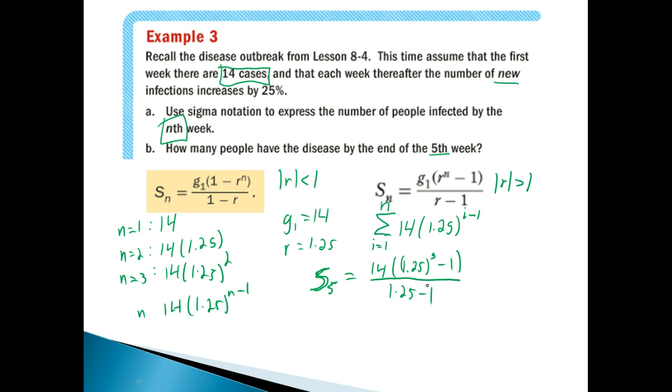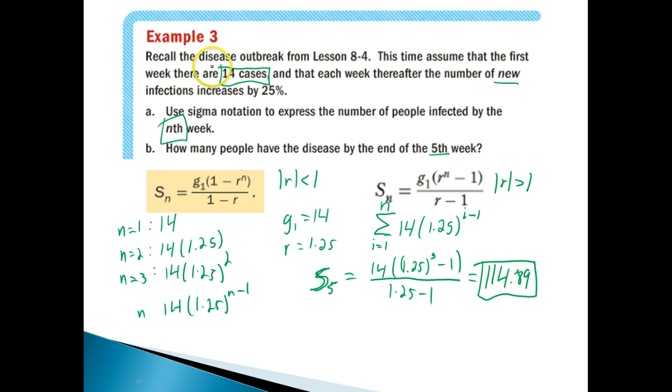This is when you want to grab a calculator, because I wouldn't want to do 1.25 to the 5th. I guess you could think about that as a fraction. It'd be 5/4 to the 5th power. Wouldn't be too bad, but I grabbed a calculator for this one. So if you just plug it all in, you can do 1.25 to the 5th, subtract 1, multiply by 14, and then divide by 0.25. That's how I did it. That ends up equaling about 114.89. So about 115 people are infected after 5 weeks.